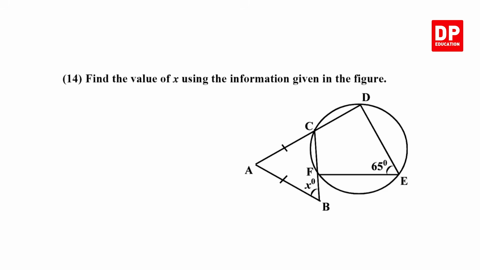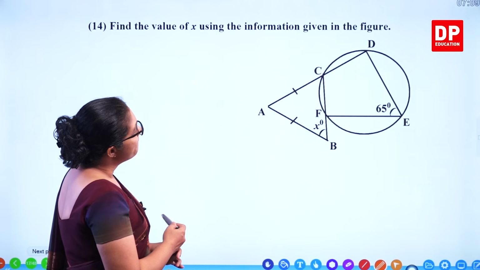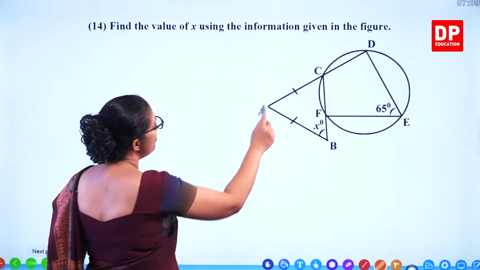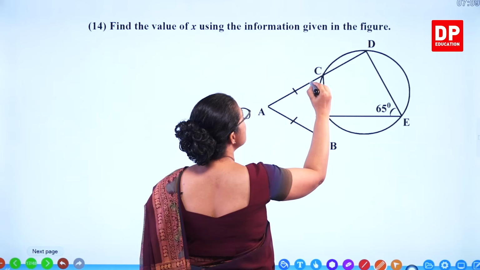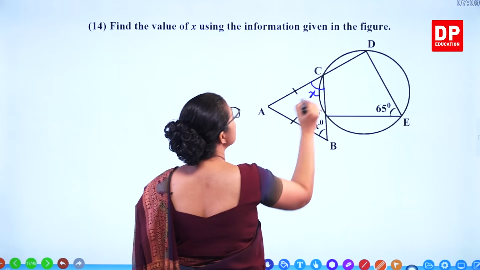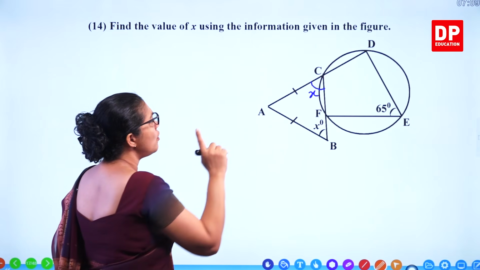Find the value of x using the information given in the figure. Look carefully. This length is equal to this length. So that means it's an isosceles triangle, and this is x. And you are asked to find out x. Now look at this one.